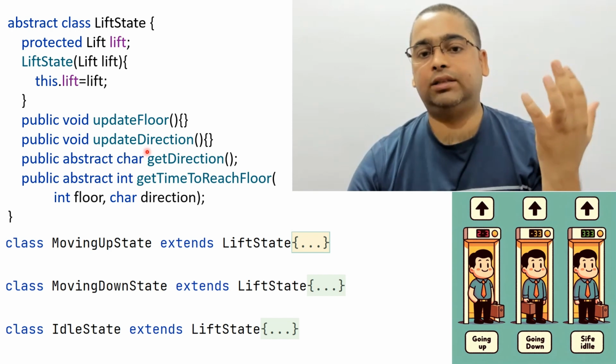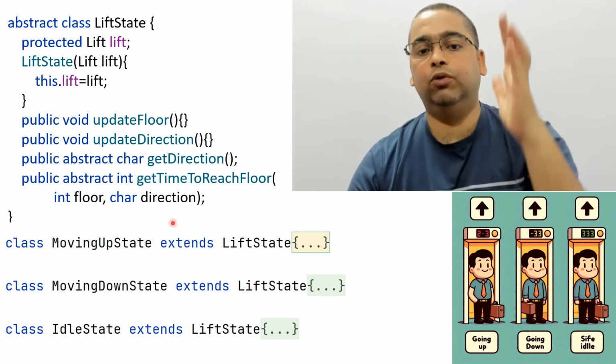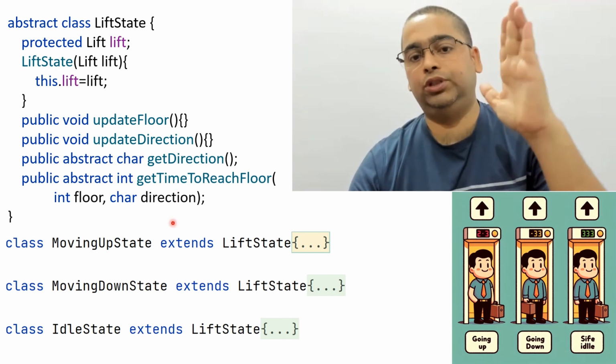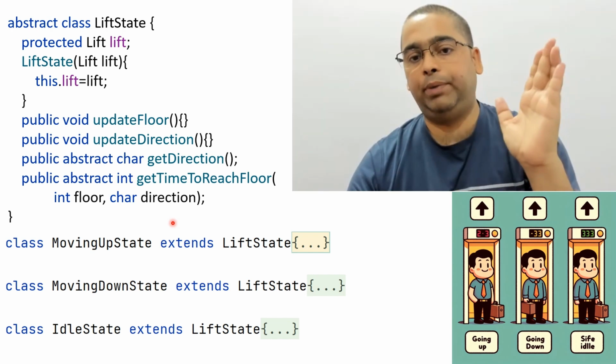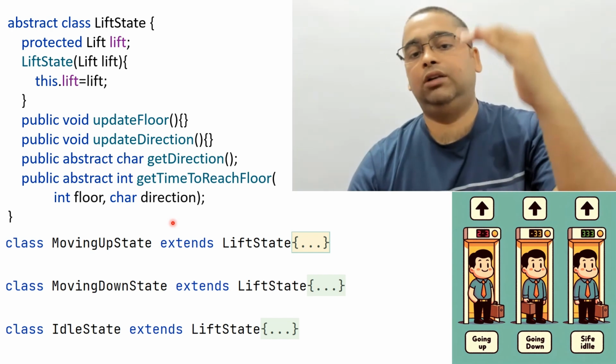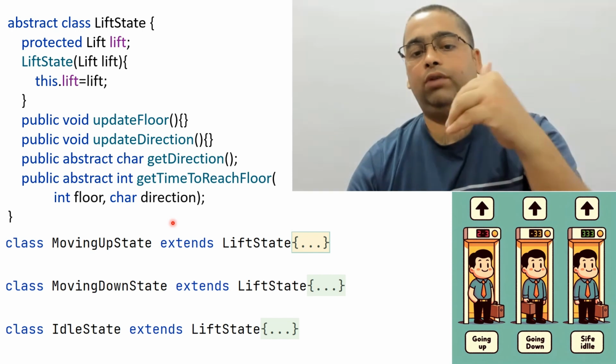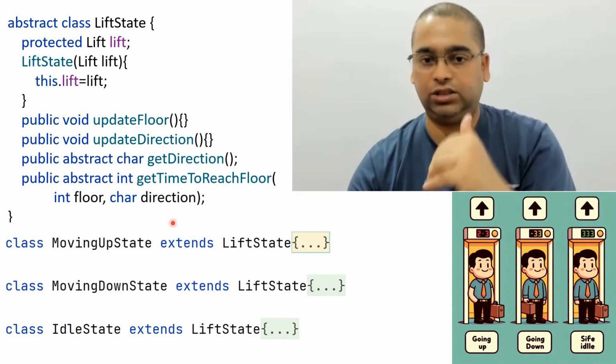Same with update direction. If a lift is moving up and it has reached the topmost position where it has fulfilled all the up requests, then if it has no requests, it will become idle, and if it has down requests, then the direction will change to D, that is down.